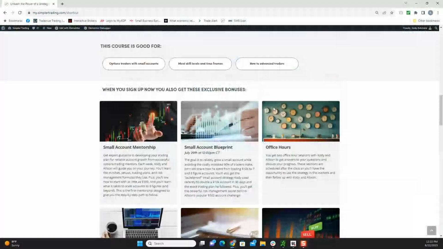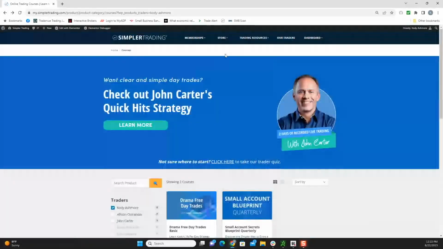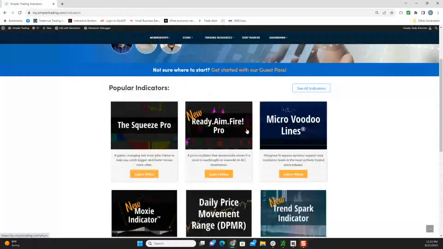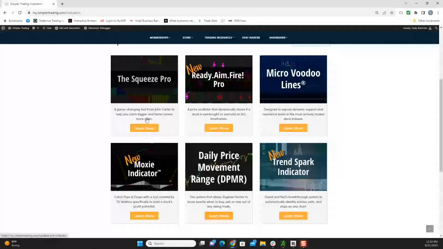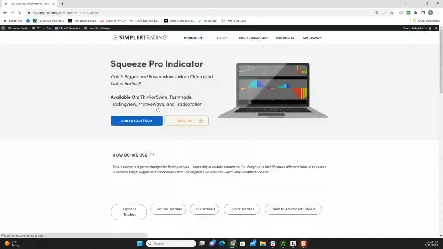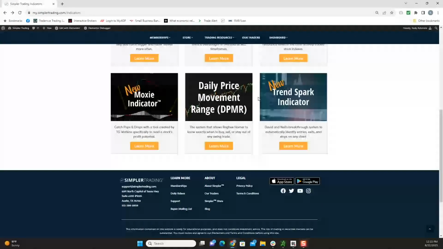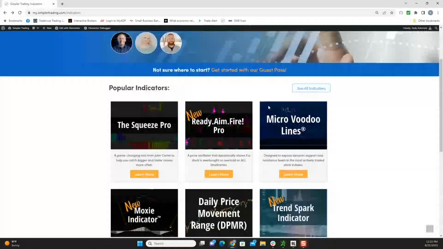All right, so here's where you get that whole chart layout. But say you just want the indicators. You just click go to store, indicators. You scroll down, like here's the Squeeze Pro. You can obviously click it. And then if you do wish to purchase it, you just load it up just like I showed you. Also from there, if you're wanting the early in and out signals, you could just hit see all indicators.